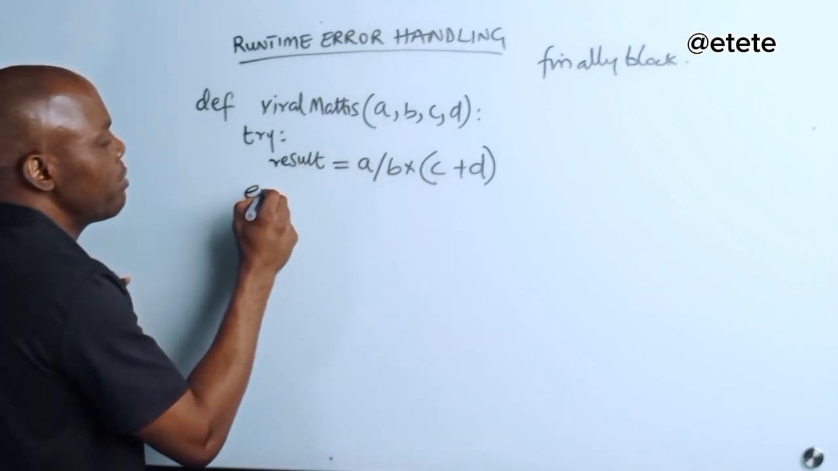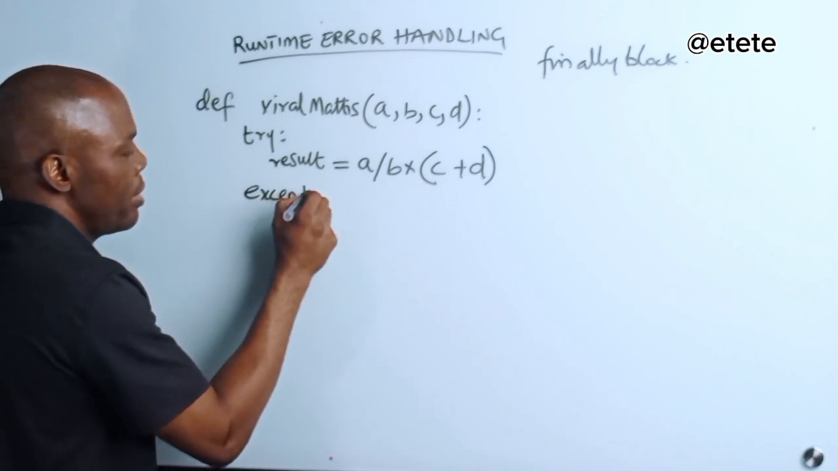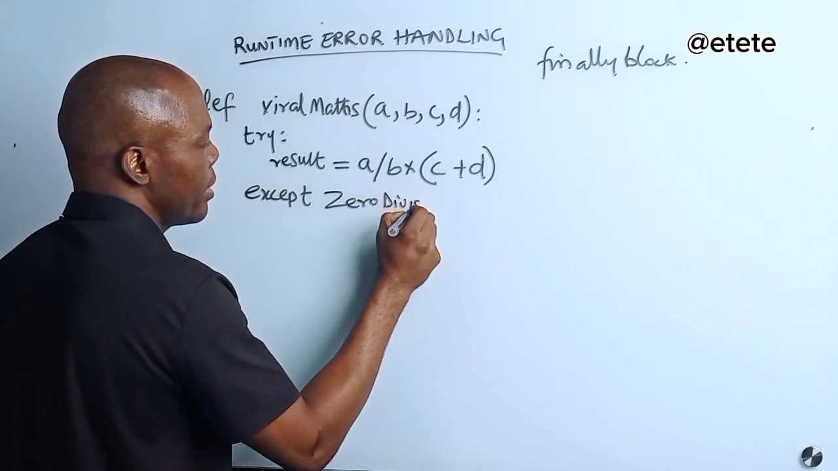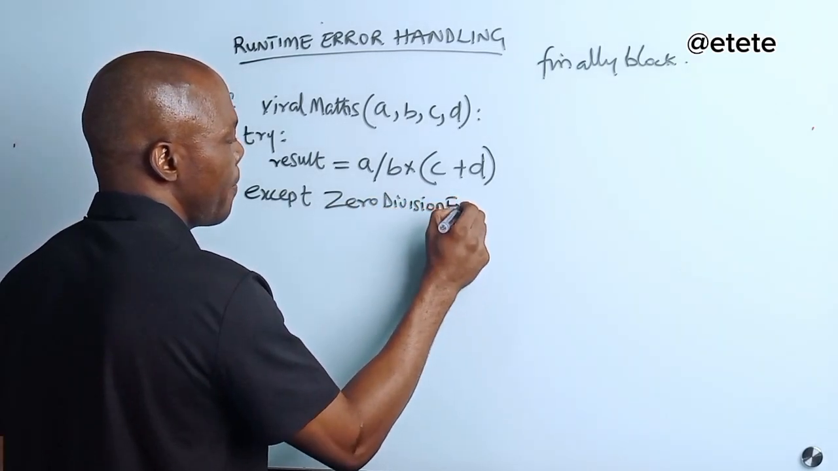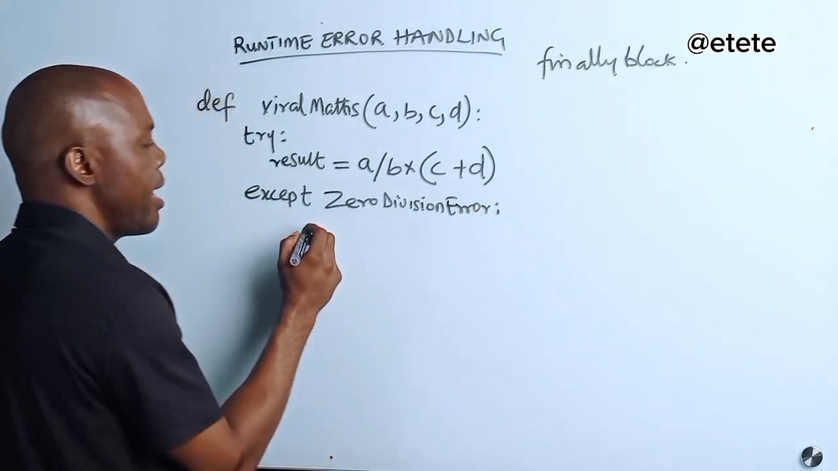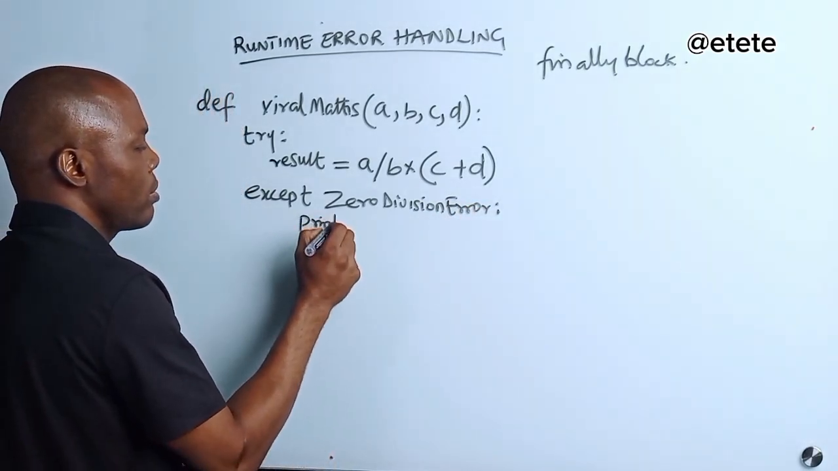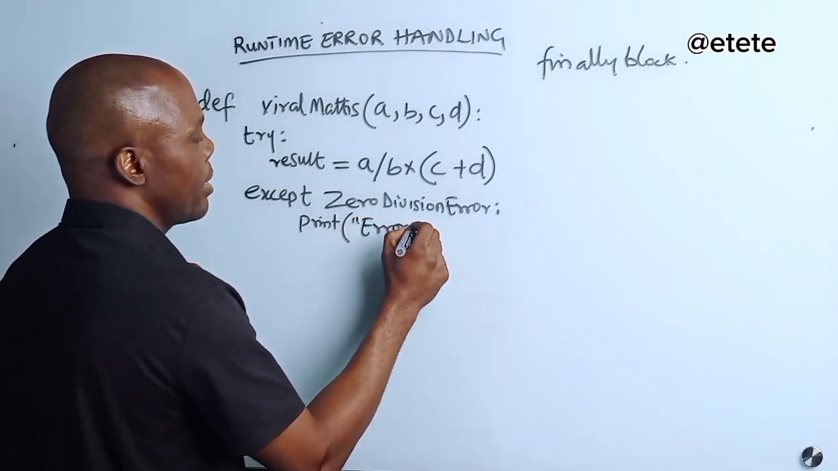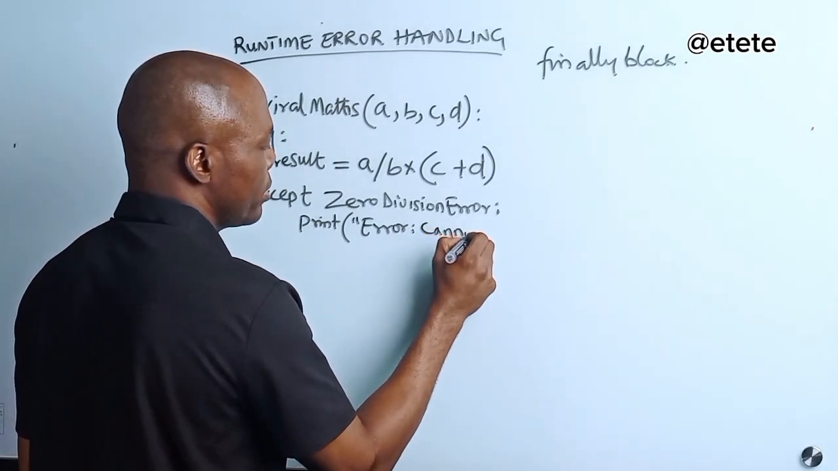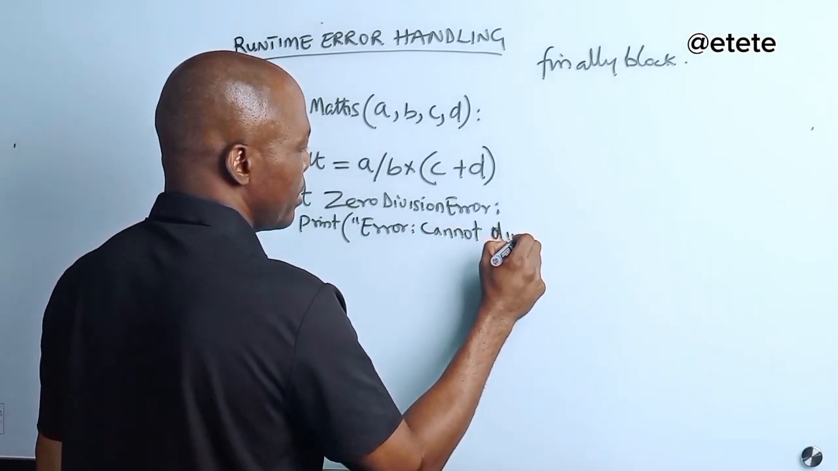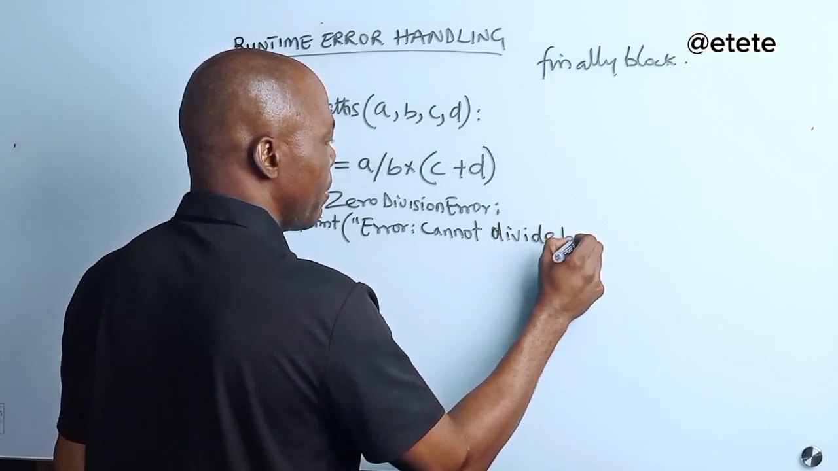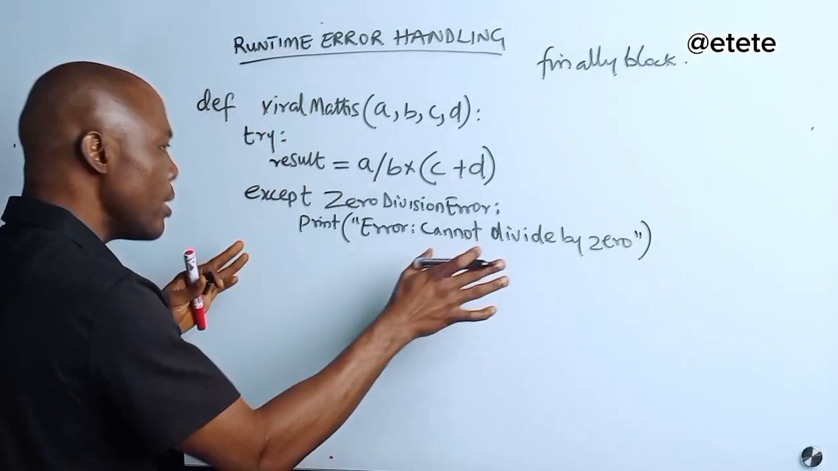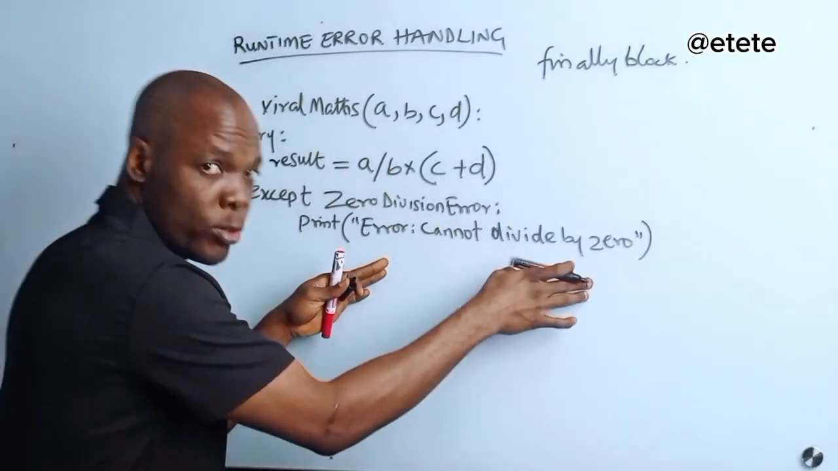Then I will now come to my except block. So should there be an error, like ZeroDivisionError, go in and print out error, cannot divide by zero. Close this. Now that is if there is an error. This is what you should print out.